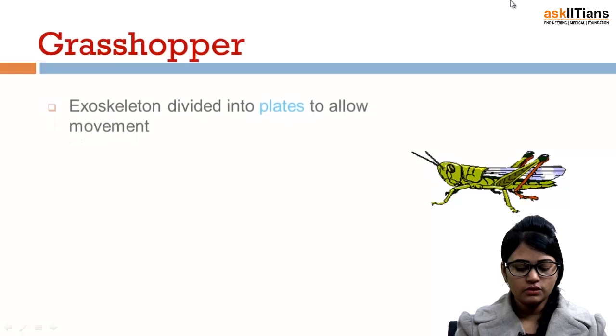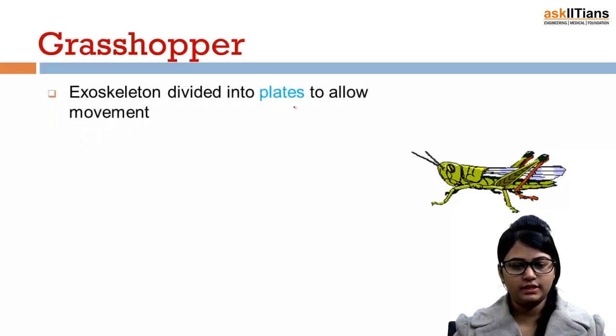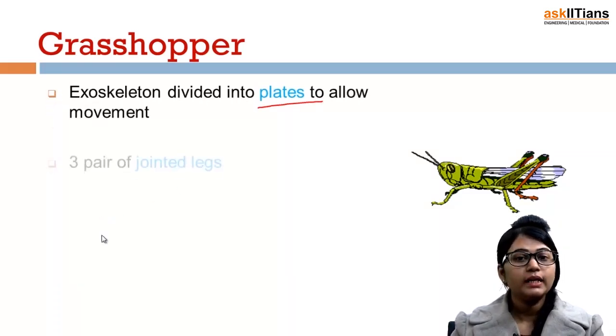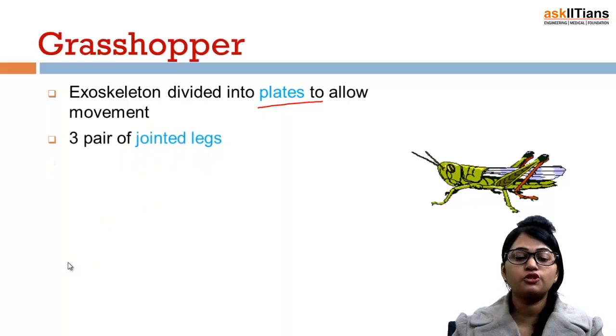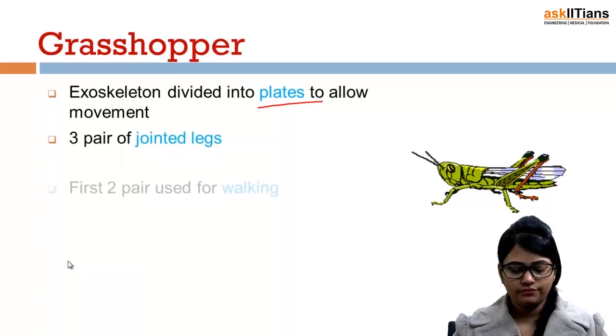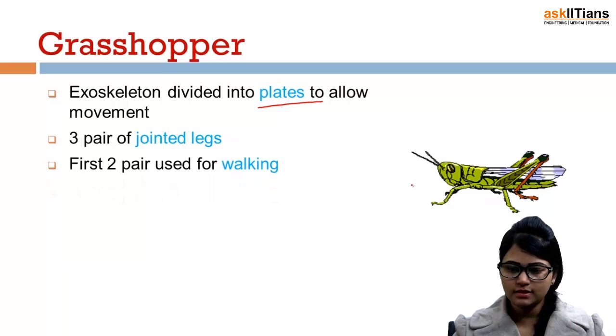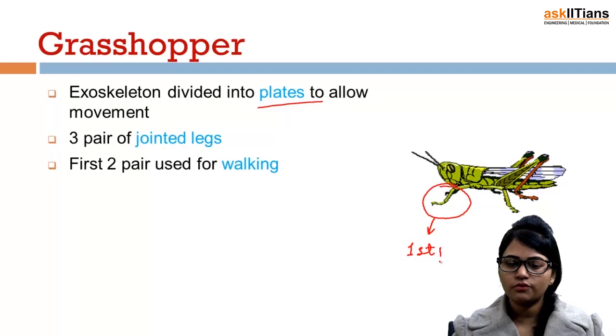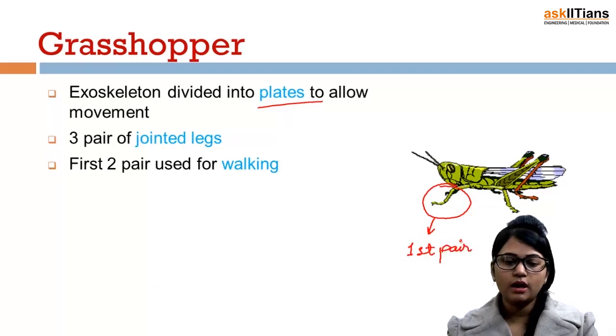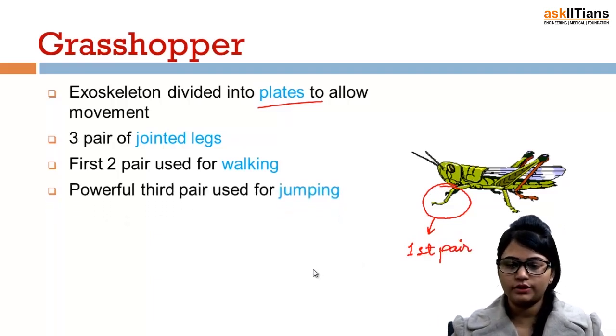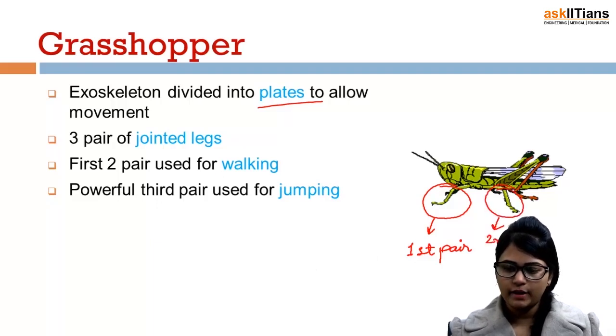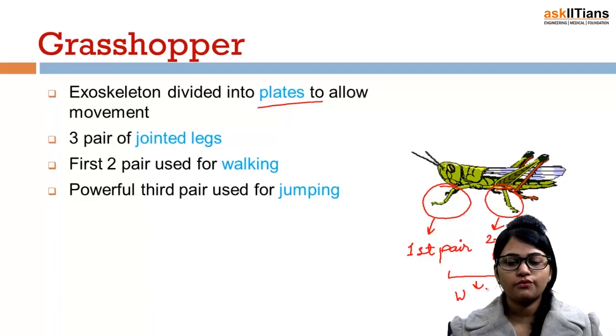Grasshopper: the exoskeleton is divided into plates to allow movement. They have 3 pairs of jointed legs. What are these? The first 2 pairs are for walking. I am encircling the first pair, which is used for walking. Then this is the second pair. These two pairs together are used for walking.